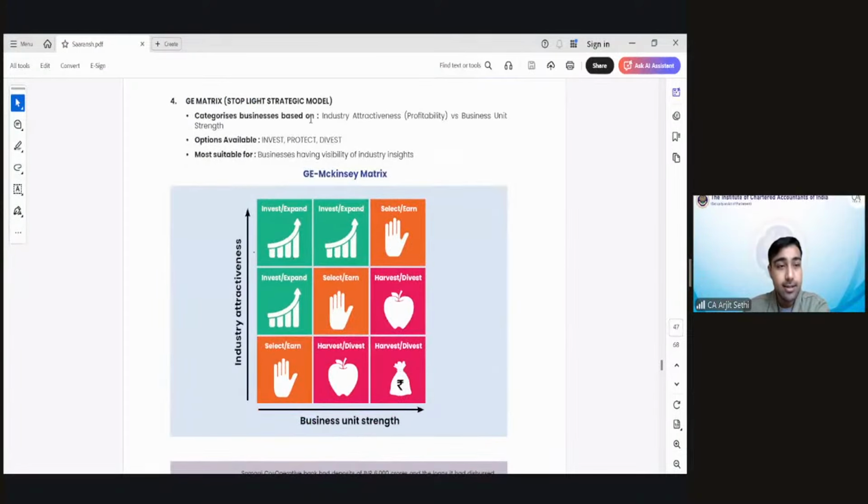What does the GE stoplight strategic model say? It is based on two parameters, industry attractiveness and business unit strength. Industry attractiveness means how much money is made in this industry. Thank you, awesome. If you guys like the example, very happy. The GE matrix uses two parameters, industry attractiveness and your strength. Industry attractiveness is how much money you make in the industry. How profitable is the industry?